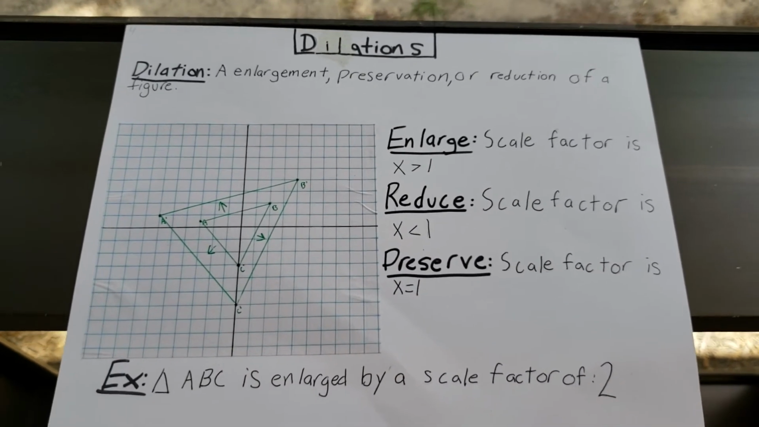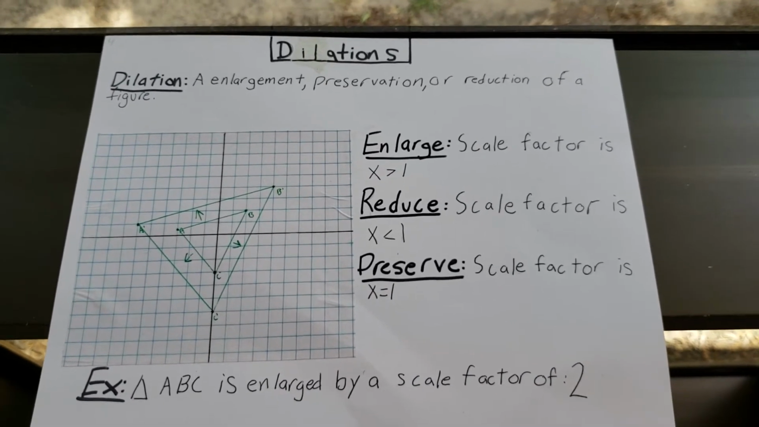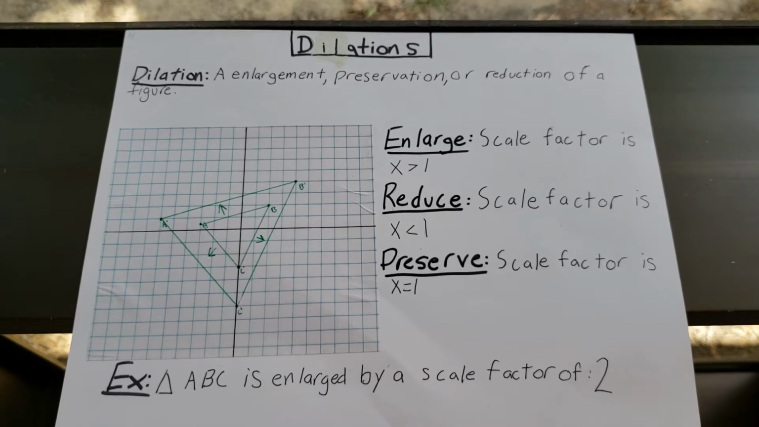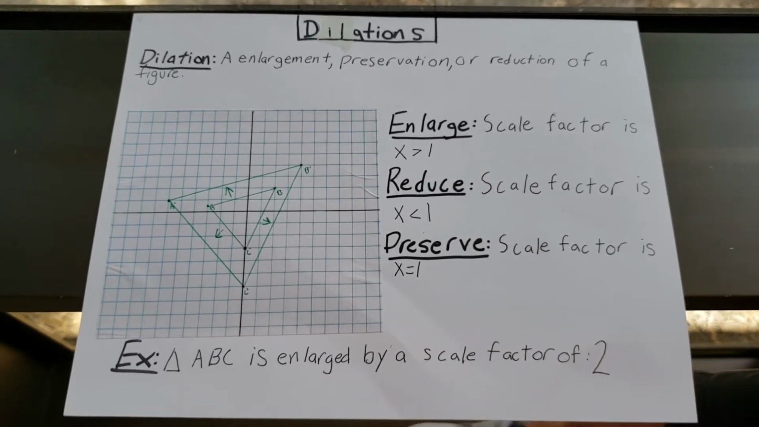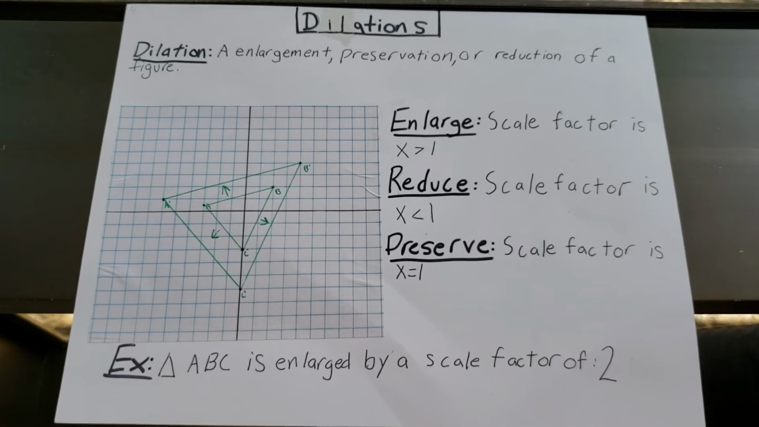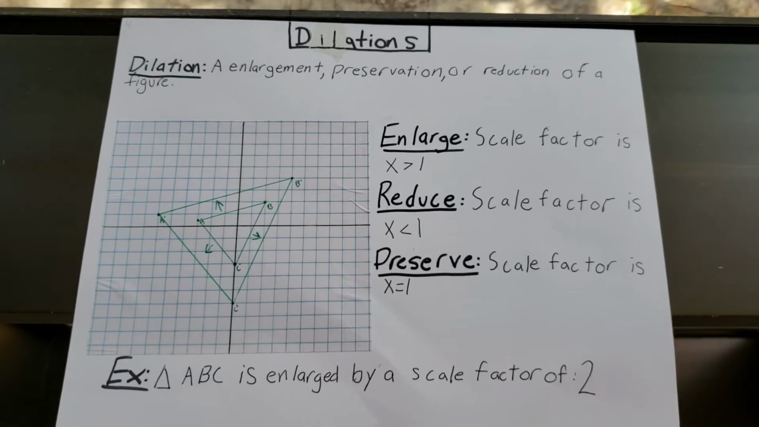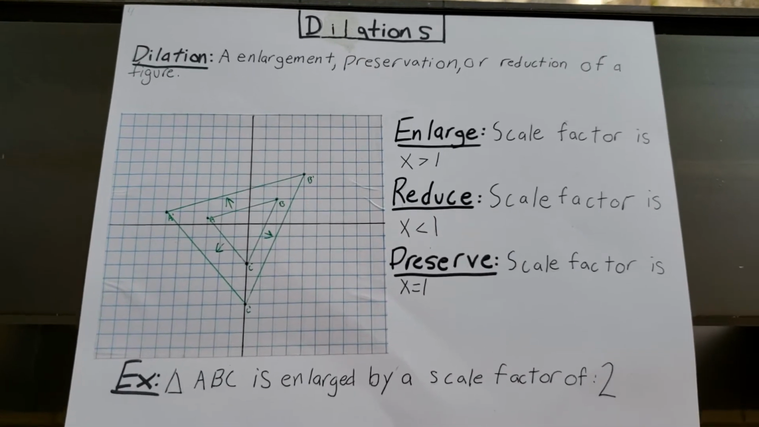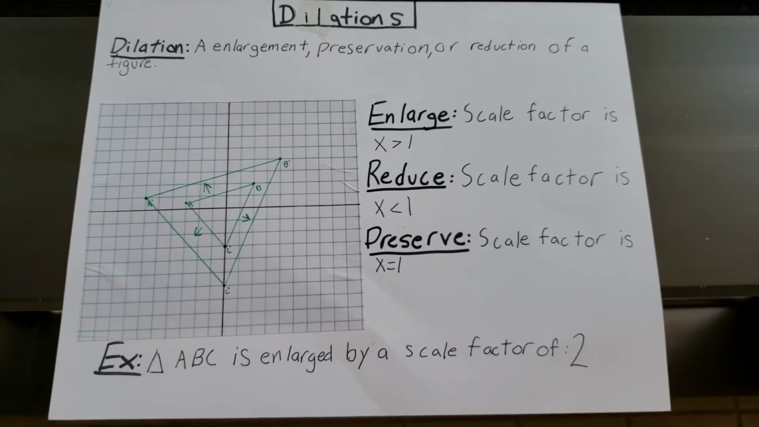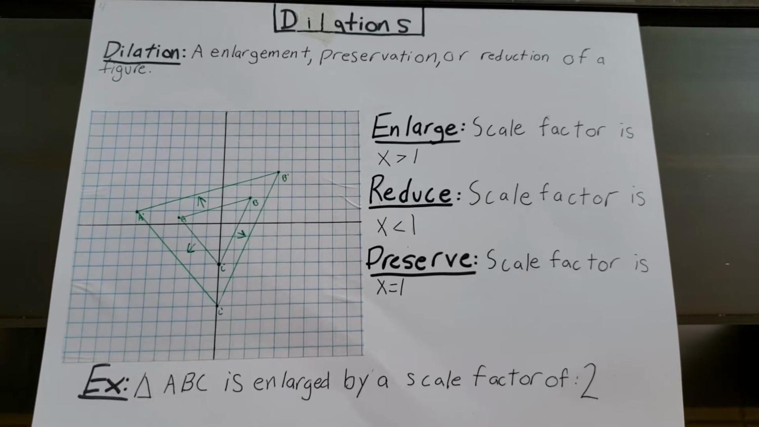Now, the scale factor, for those of you not familiar, is simply the quantity by which you multiply the coordinate points. To dilate a figure, all you have to do is multiply a coordinate point by a particular scale factor. For instance, let's assume triangle ABC is enlarged by a scale factor of 2. If we have point B, which is (2, 2), all we have to do is multiply both coordinates by 2, making B prime (4, 4).